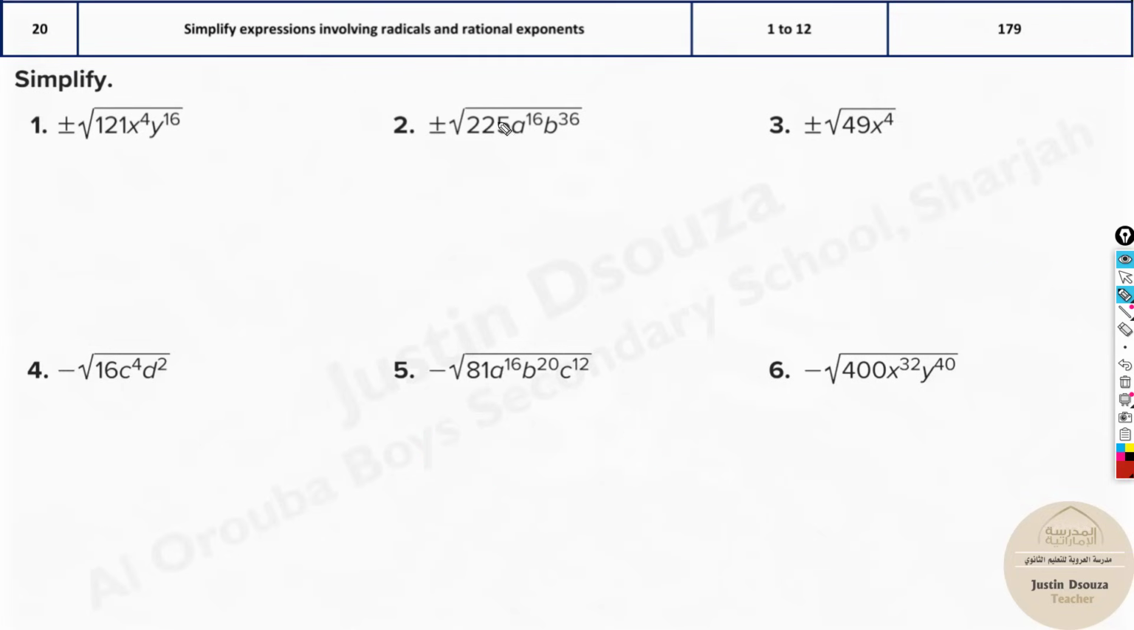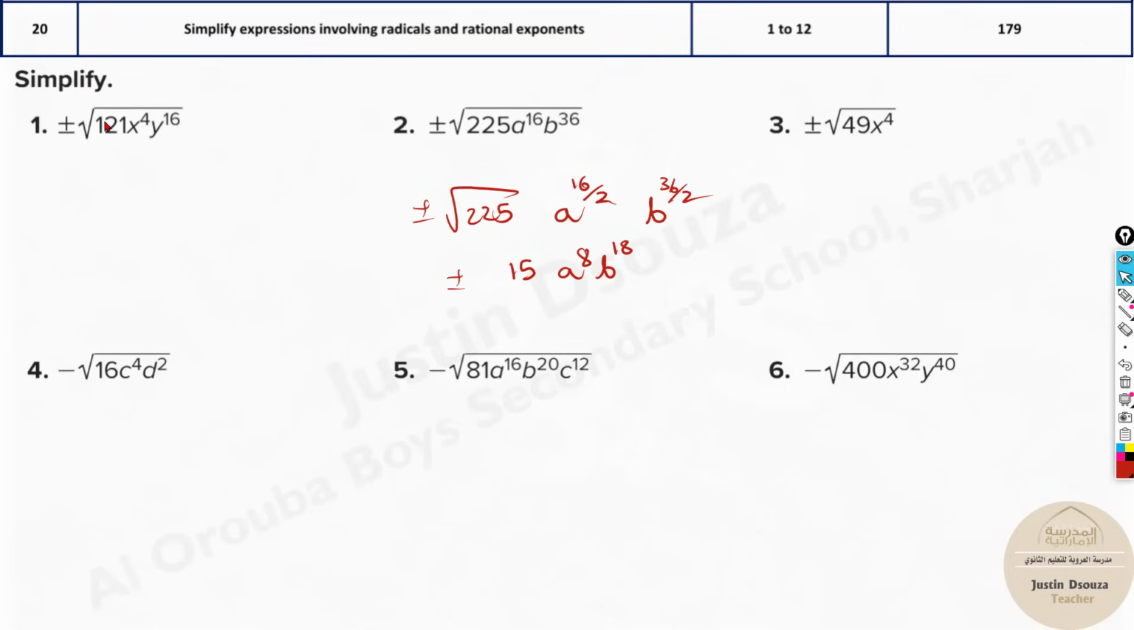Now here, since we have 16 already, the left part is very simple. It will be 225. In the calculator you get the answer. But about this, a power 16 divided by 2, and b power 36 divided by 2. So the square root of 225 is 15, I believe. And over here it's a power 8 and b power 18. So this is your answer.